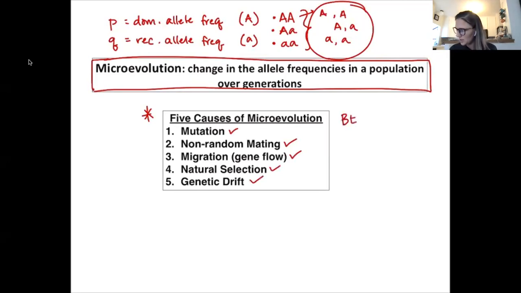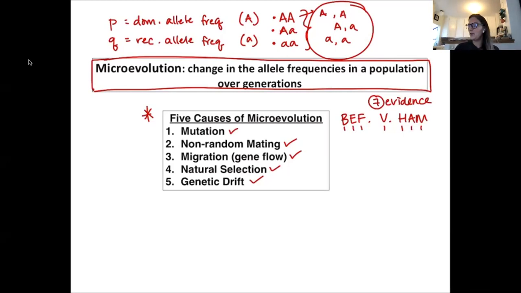Remember that we also talked about previously the 7 pieces of evidence for evolution. We have biodiversity, embryology, fossil record, vestigial structures, homologous structures, analogous structures, and molecular biology. You also have to know these 5 causes of microevolution, all right?